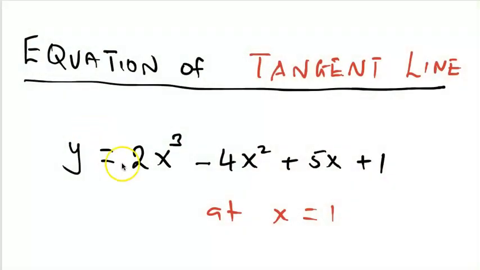So, we have an equation y is equal to 2x cubed minus 4x squared plus 5x plus 1 at the point x is equal to 1. And we want to find the equation of the tangent line. In order to do that, there are three things that we need to find. Let's say we are given x is equal to 1. We need to find the value of y at that point, and we also need to find the slope of this line. So let us start with the easy one.